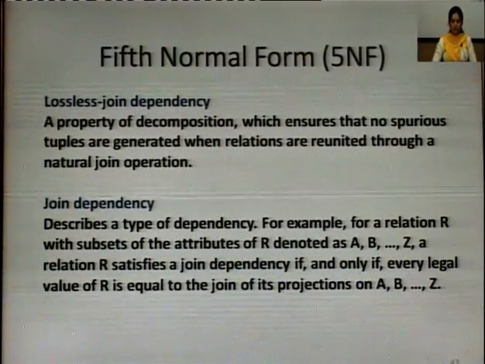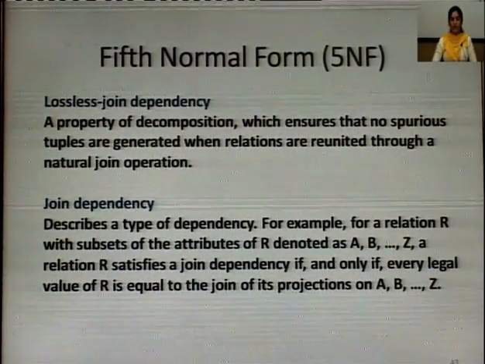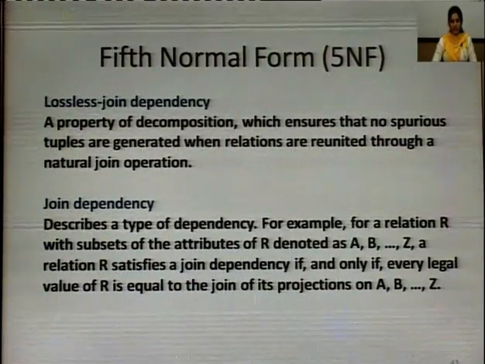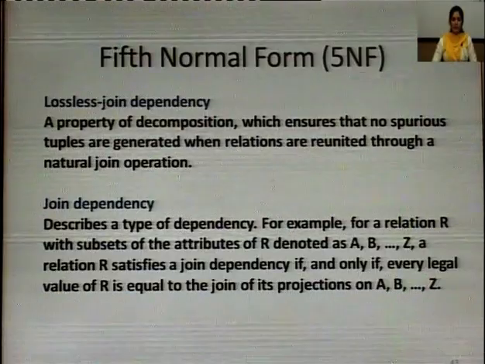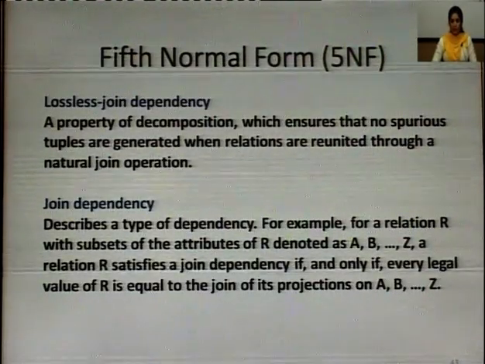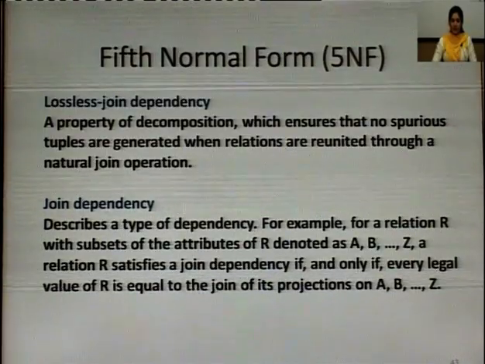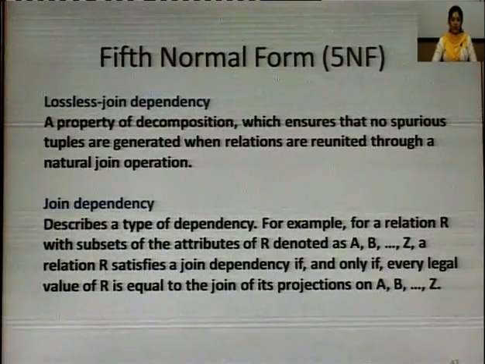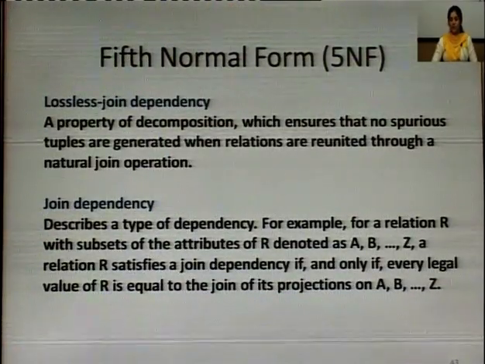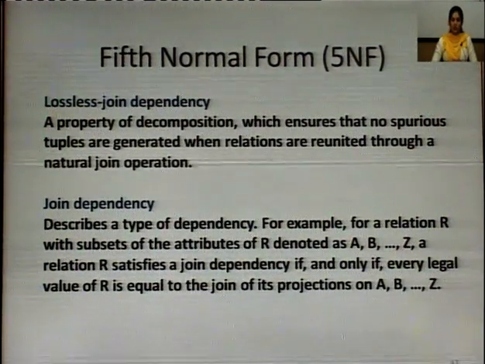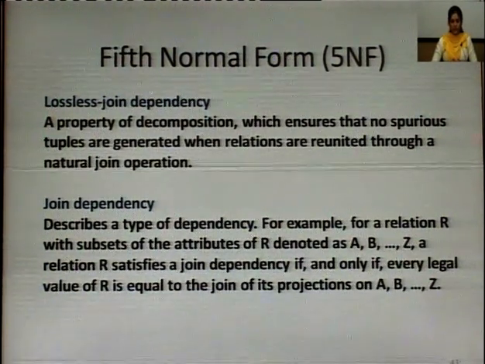Next is fifth normal form, which includes the lossless join dependency and join dependency. A property of decomposition which ensures that no spurious tuples are generated when relations are reunited through a natural join operation. Whenever you are joining two tables, there should be no loss of data. Such a situation will be known as lossless join dependency.